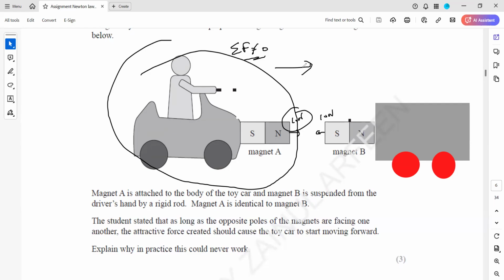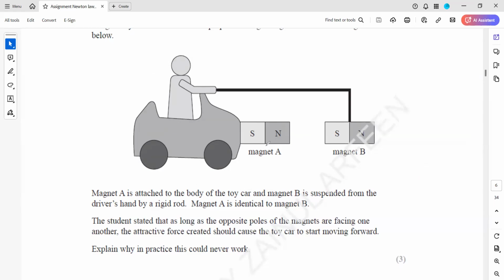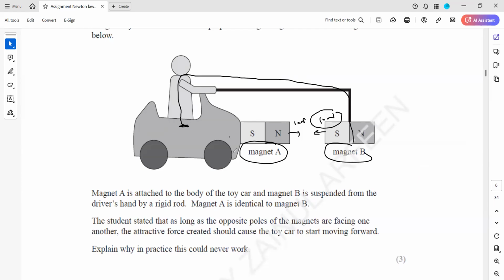But according to the student's design, magnet A and magnet B are connected to the same body. Magnet A is connected to the toy car. Magnet B is also connected to the toy car because they have contact, so it is also connected. So if there is a force of 10 Newton on one magnet, there is a force of 10 Newton on the other. So this 10 Newton is actually a force here as well. So 10 Newton forward, 10 Newton backward. What is the resultant force? The resultant force will be 0 and the car will not accelerate.